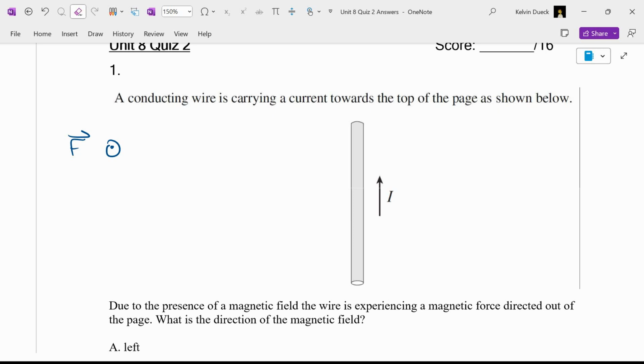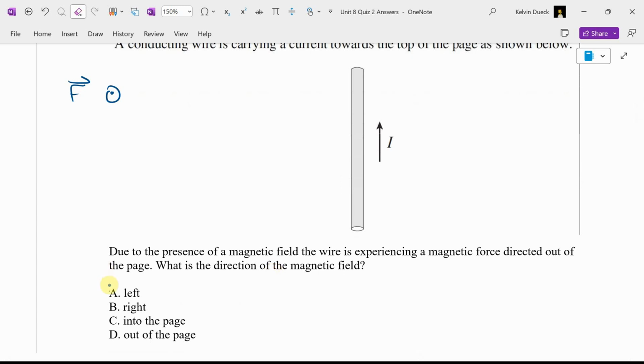If I use my whiteboard as my reference, I've got to do this right. My palm would push out of the page. What direction are my fingers pointing? What direction is the magnetic field? Left. Yeah.